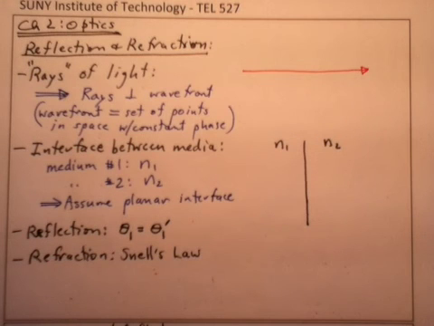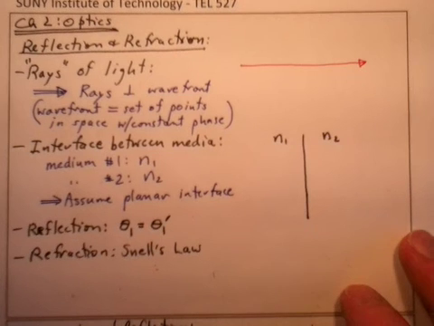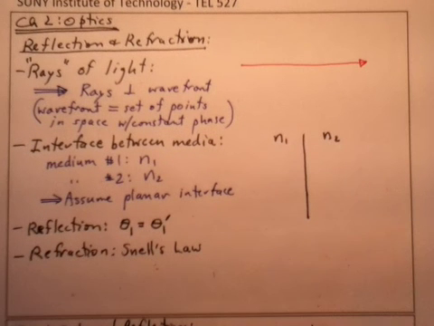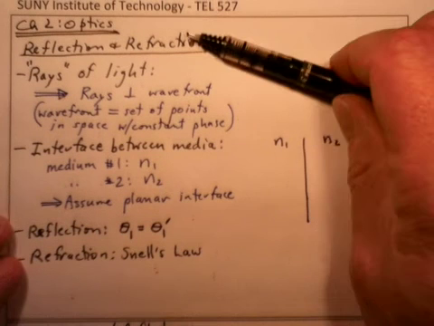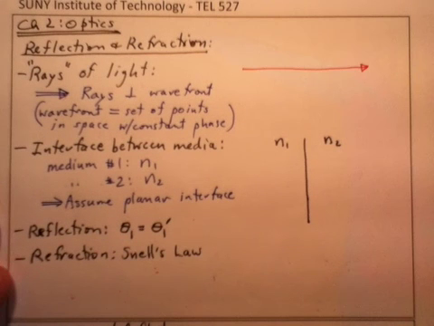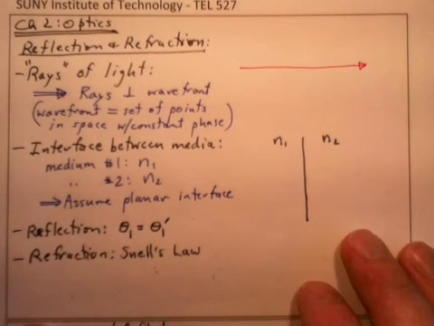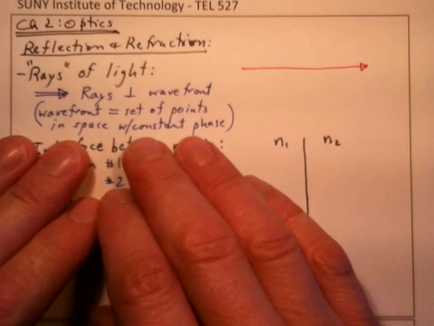So Chapter 2 talks about optics, and I'm assuming in this graduate course that the optics part is all review for you folks, that you've had this in a physics class before. So the first topic is reflection and refraction, and the very first thing we have to do is understand what a ray of light is.